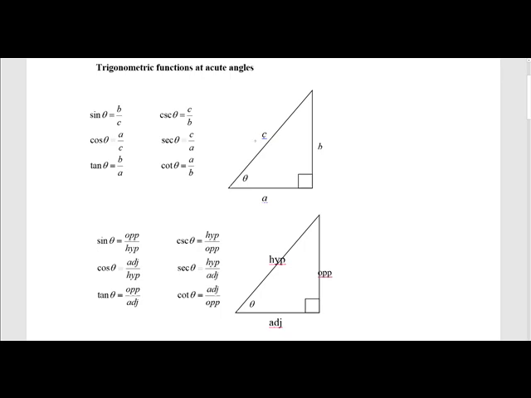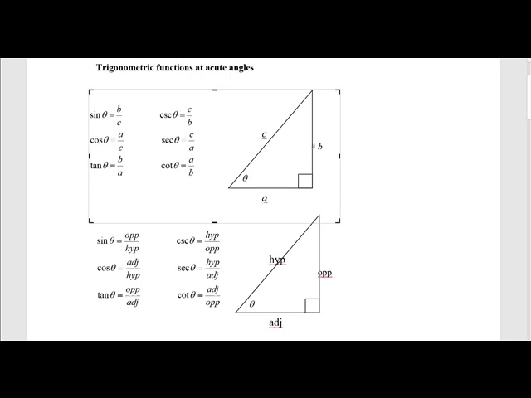Of course, there's another side adjacent to angle theta, and that is the hypotenuse, so that's a different name. So A, the horizontal leg, is called the adjacent side. Side B is called the opposite side of angle theta.